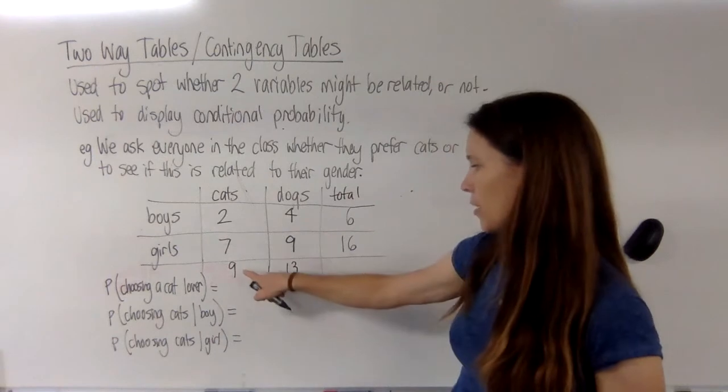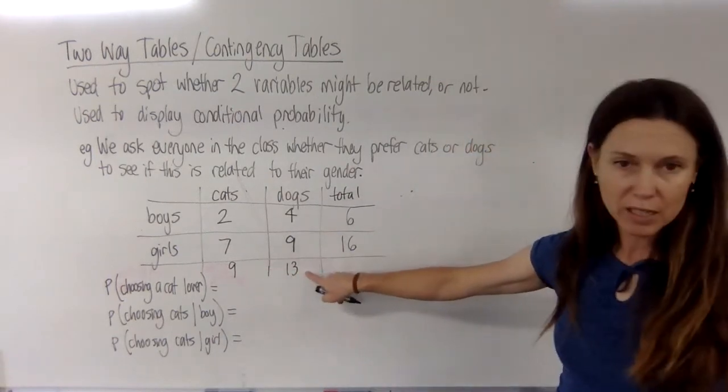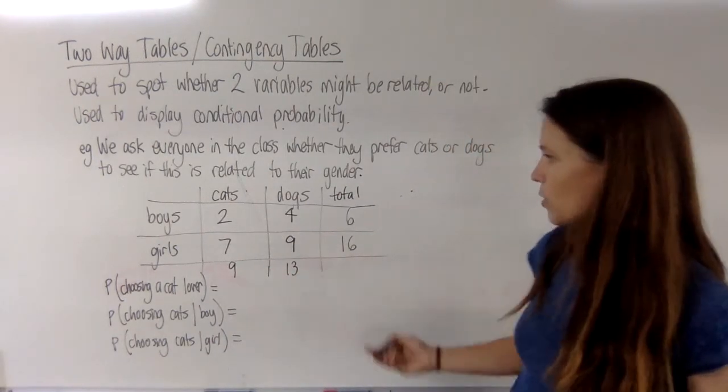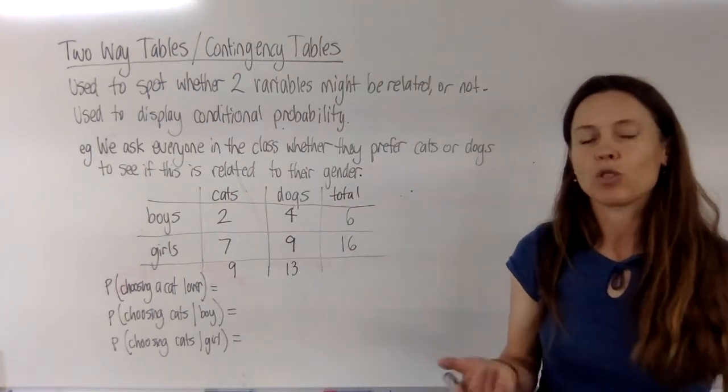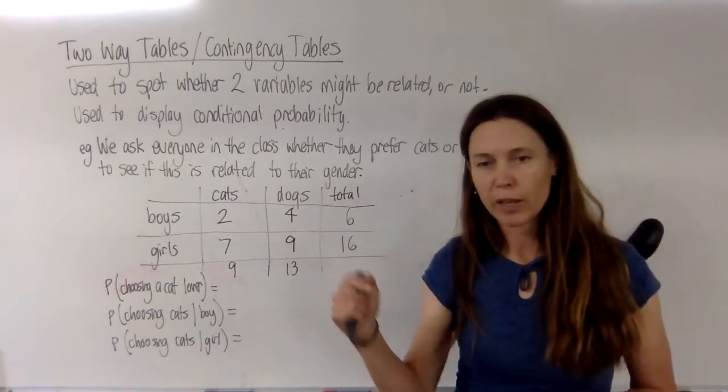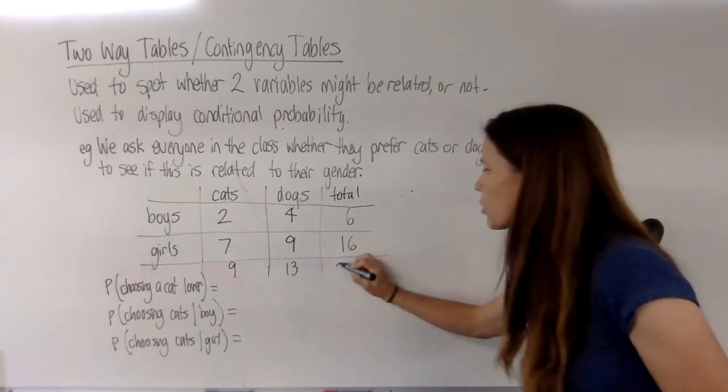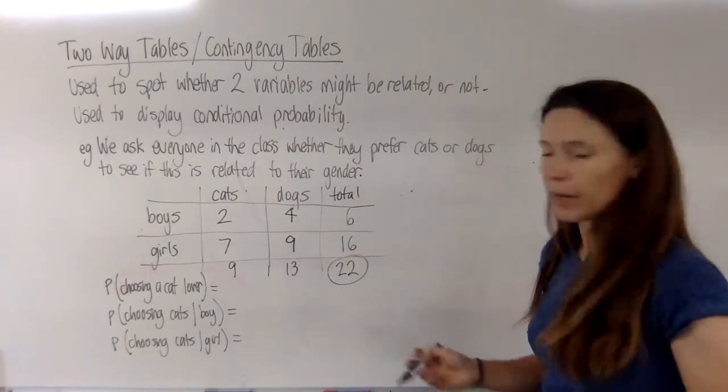We can also double check that if we add the cat lovers and the dog lovers together, we should get 22. This will be the same as if we add the boys and the girls together, because everybody has been counted in 2 different ways, as being a boy or a girl and also liking cats or dogs. So we should be able to get the same total either way.